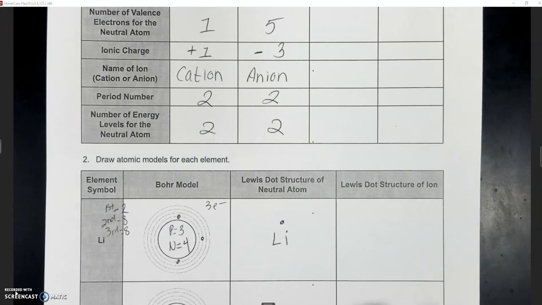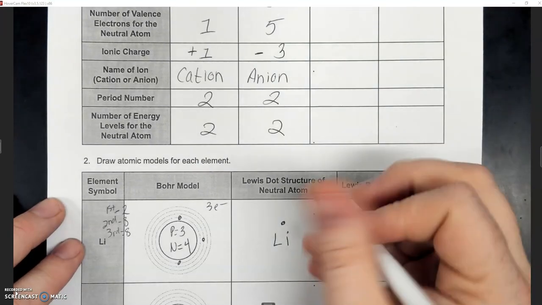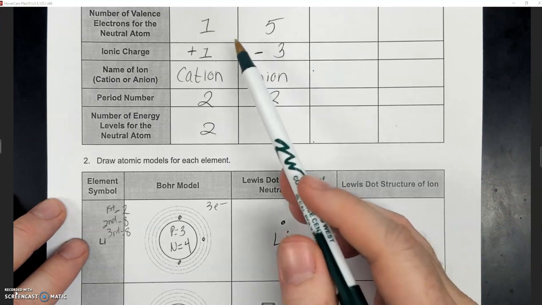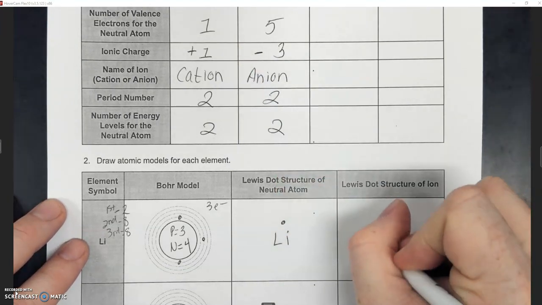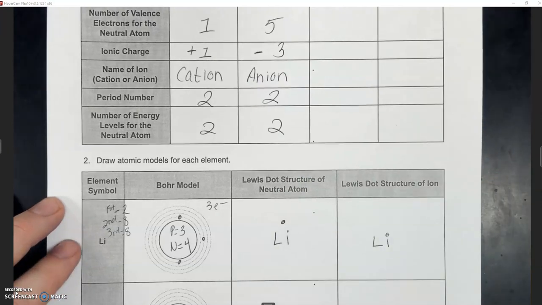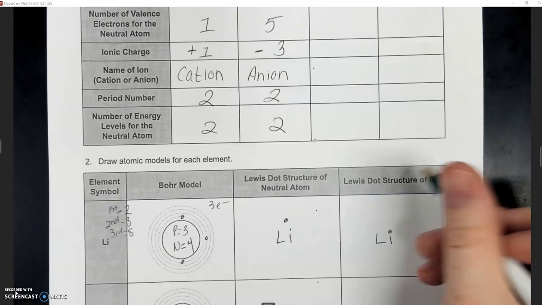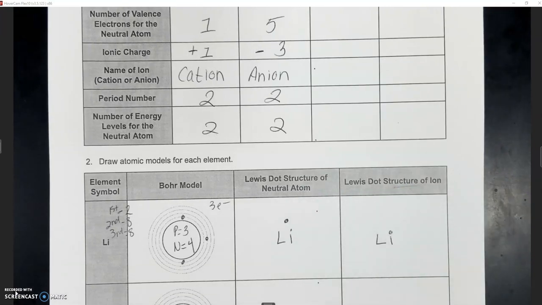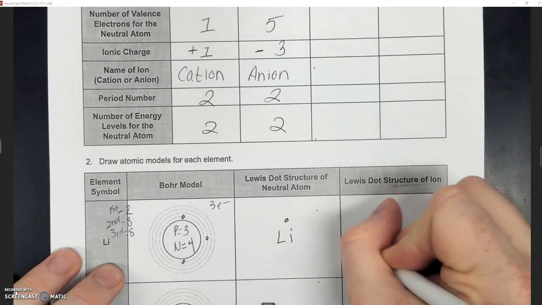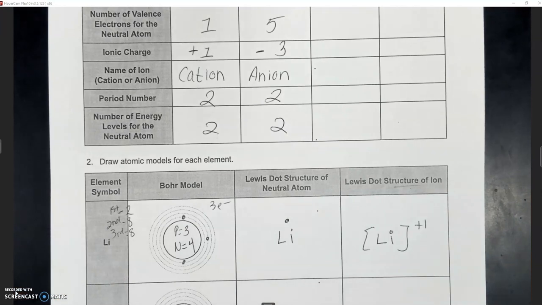What is the Lewis dot structure of the ion? Well, remember, when lithium forms an ion, it's going to form a positive 1 charge because it loses its electron. So we need to redraw the element symbol with no dots in it this time. In fact, every metal's ionic Lewis dot structure has no dots around it. It only has brackets, and then you put the charge with it. Okay.